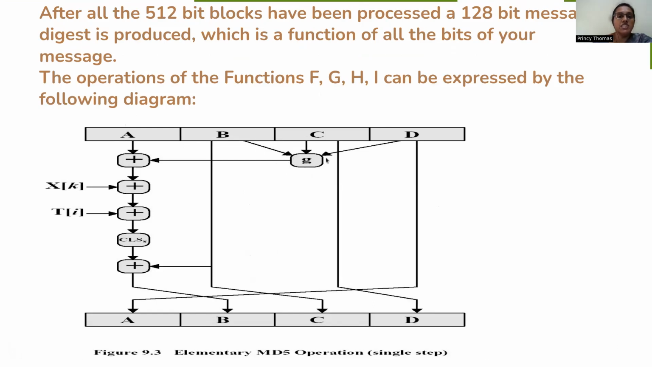And there is another function G, which is once again different for each round. So we'll be looking at it later. And this is what is being done. A is added with the output of G of B, C, D. Okay, and that output is added with X of k. That means in that particular round, that constant value is going to be added with that. And that output is added with the particular T, T of i, which byte we are working on, that T of i value will be given over here and added over here.